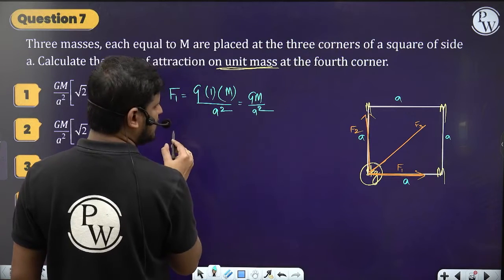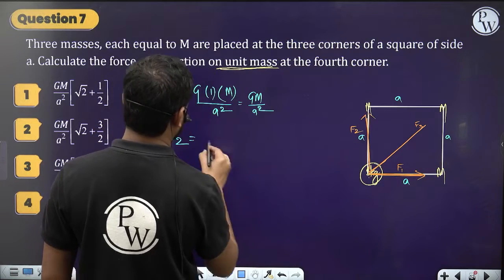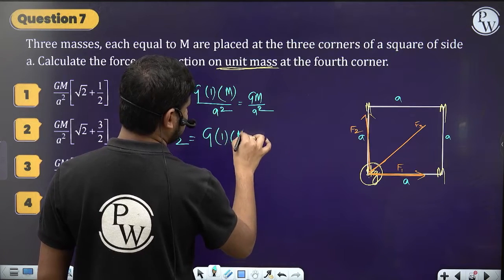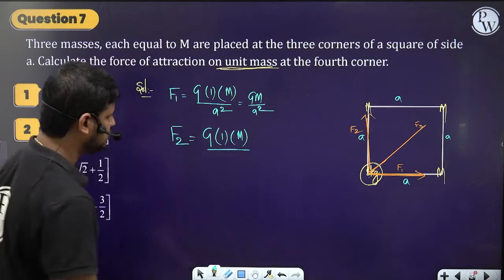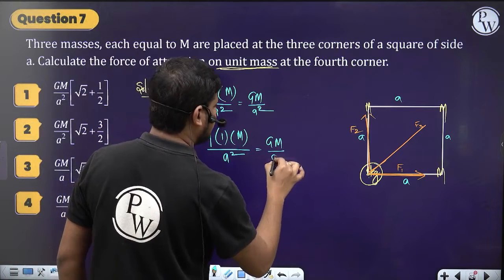So then let's find F2. The force F2 between these 2 bodies: G into, the mass of one body is 1 kg, the other one is m, by, what's the distance between those 2? A, so a square. So which is GM by a square again, right?